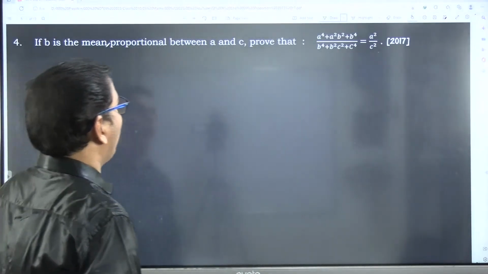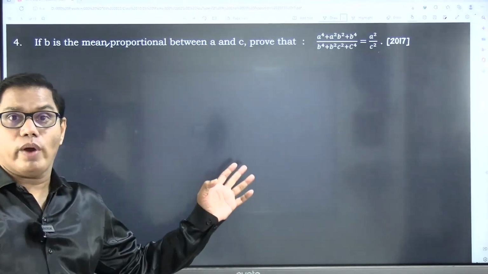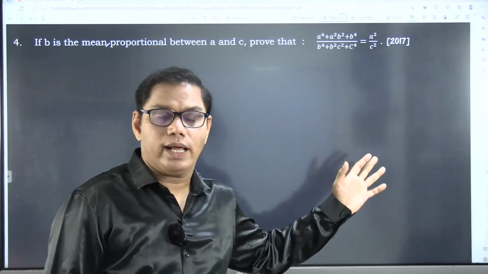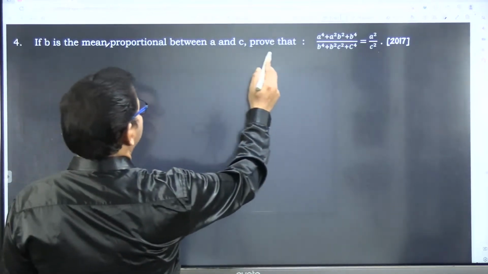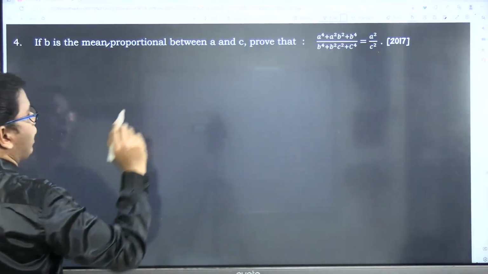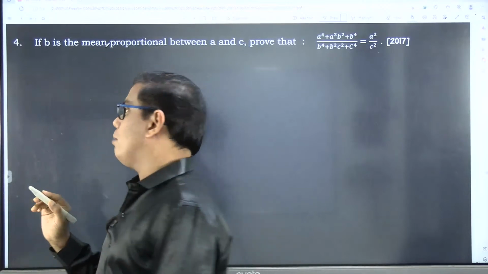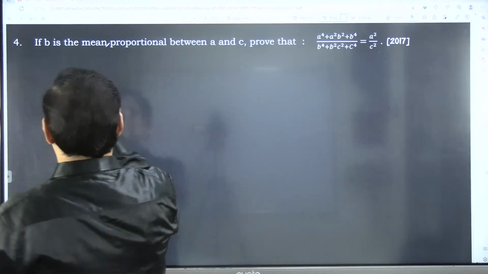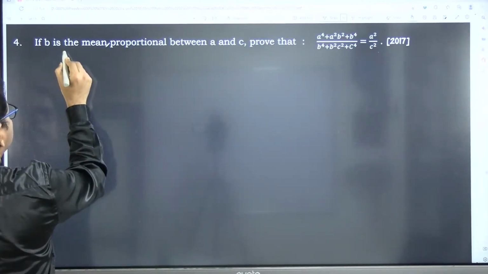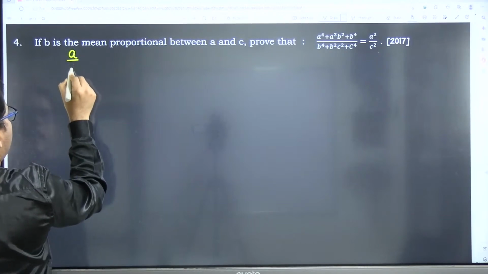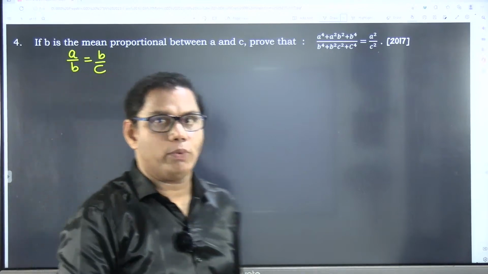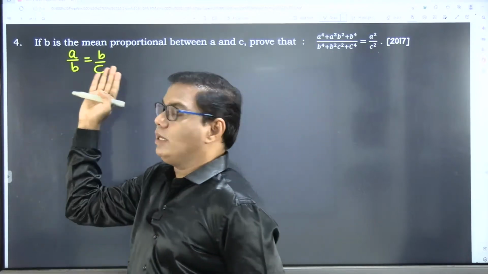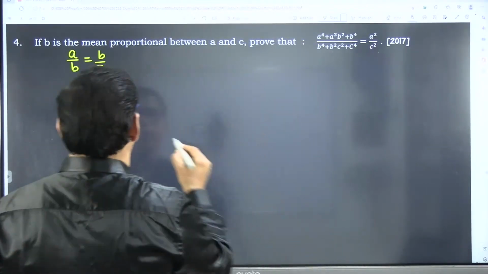Okay. See, it looks very difficult, and this question was asked in 2017. This is a PYQ. B is mean proportional between A and C, and prove this. So let's write a little smaller. B is mean proportional. Starting will be same. B is mean proportional, so I can write A by B is equal to B by C. B is mean proportional between A and C. That means A, B, C are in continued proportion.